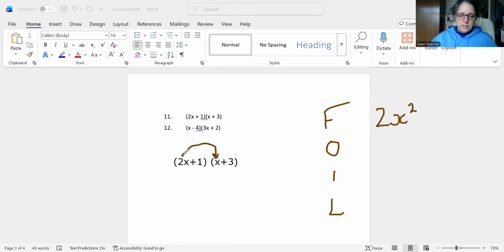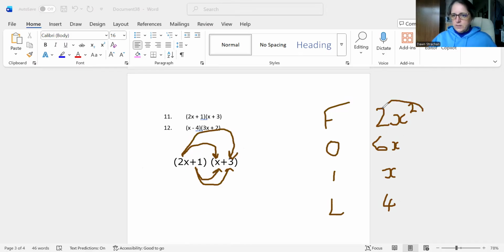Next, we'll go with the outer. So 2x times 3. So 2 times 3 is 6. And then we've got our single x. Okay. Then we go inner. So 1 times x is just 1x. And 1 times 3 is 3. Okay. And then once again, we'll simplify it out.